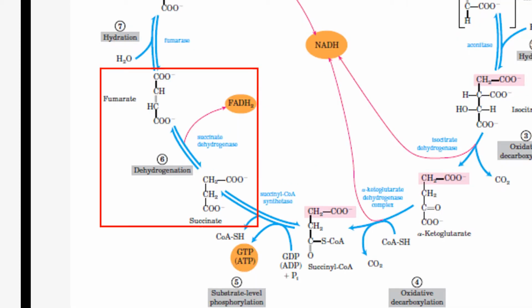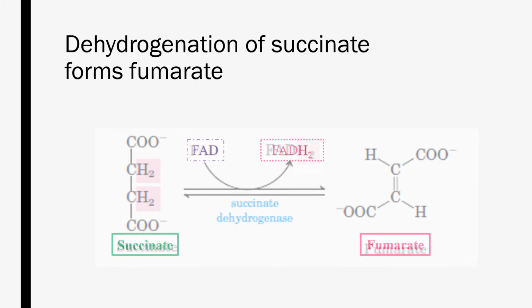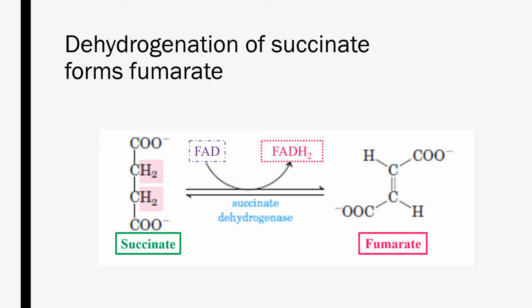The following reaction is the formation of fumarate from succinate. Succinate dehydrogenase catalyzes the oxidation of the central single bond in succinate to a trans double bond forming fumarate. FAD in this case serves as the electron acceptor, getting reduced to FADH2.